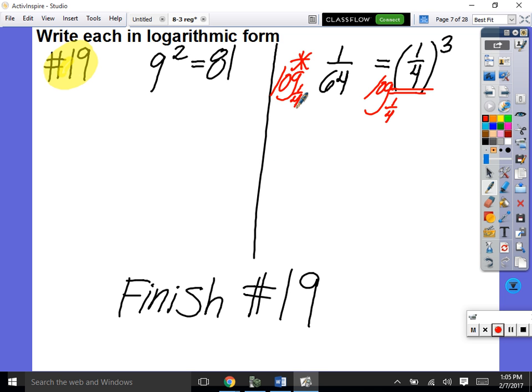So now over here, that's log to the base 1/4 of 1 over 64 equals log to the base of 4th, and a 4th cancel out, equals 3. So just make sure you're doing the correct log to the base, whatever is raised to the exponent. That's your base. Okay, 19 finished.